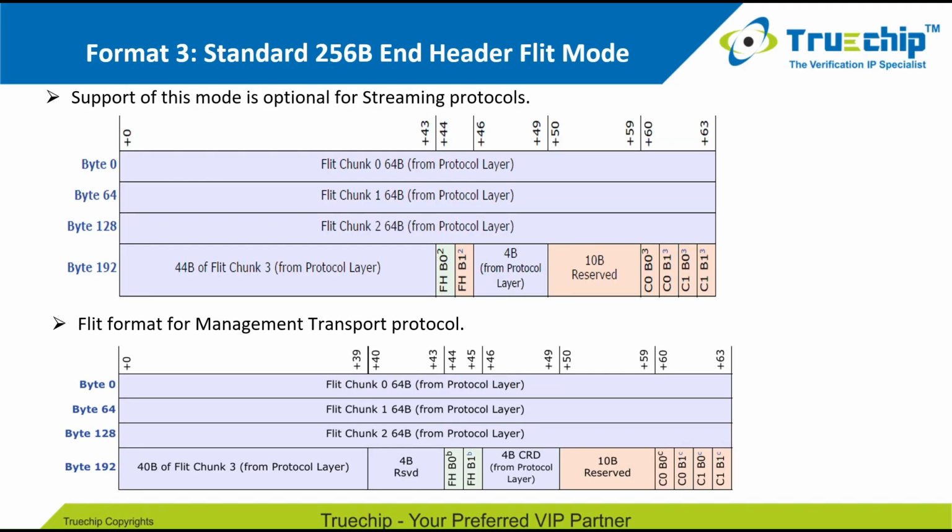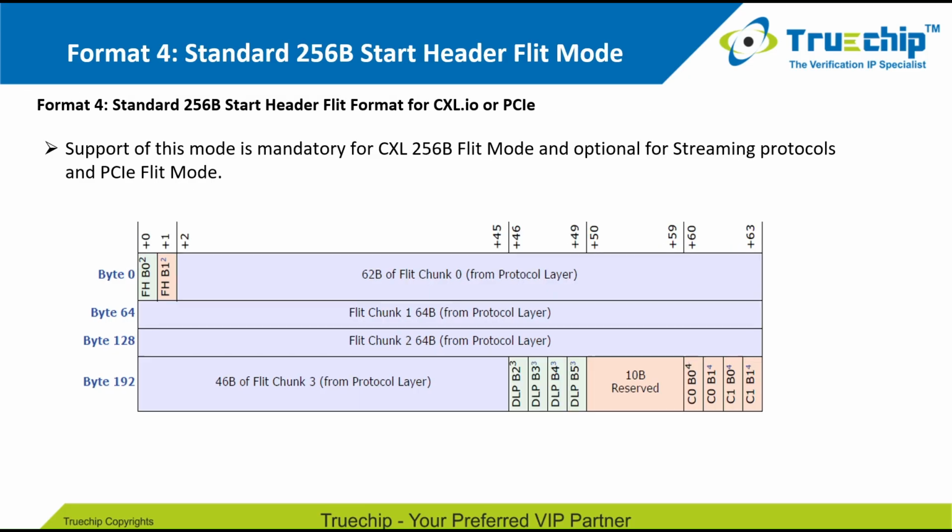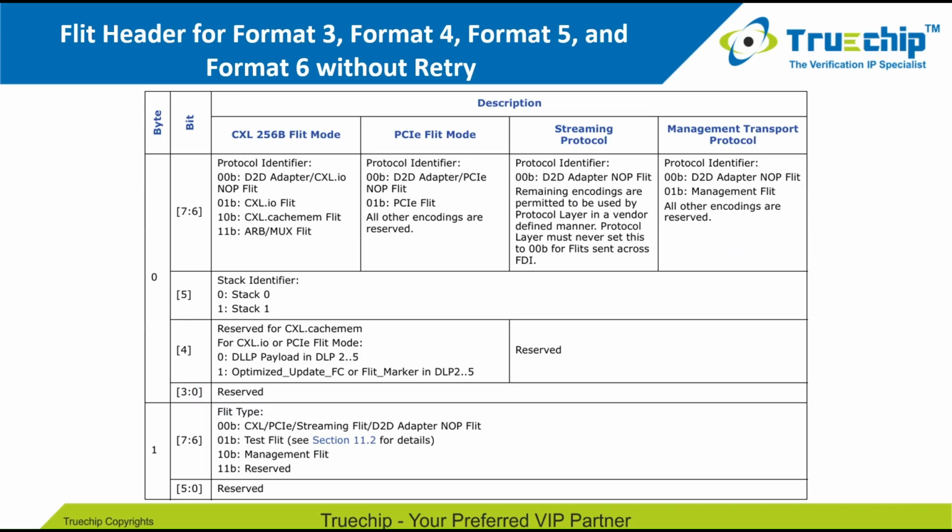And format 4 here is the standard 256-byte start header. This is the counterpart. It's mandatory for CXL 256-byte flit mode, and optional for streaming and PCIe flit modes. Looking at this diagram, the flit header B0 and B1 are right at the start of the flit, at byte 0 and byte 1. This is also supported for the management transport protocol. Then this slide shows the common flit header definition for all these 256-byte formats.